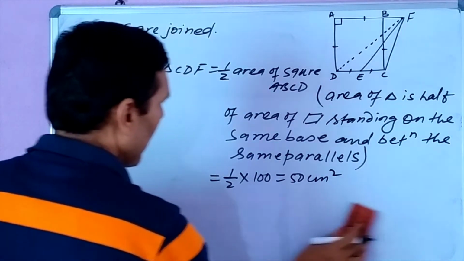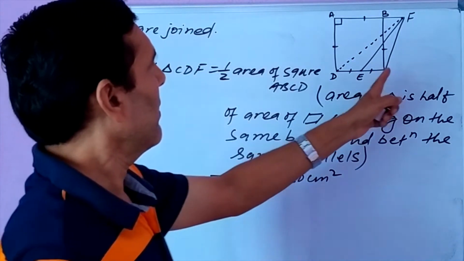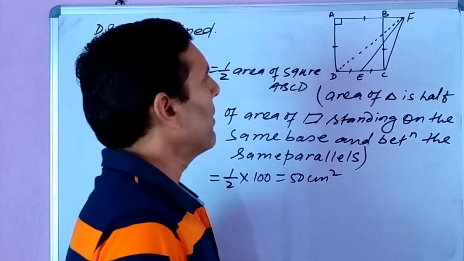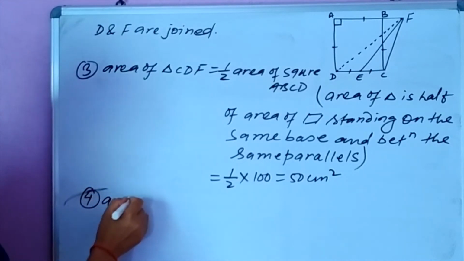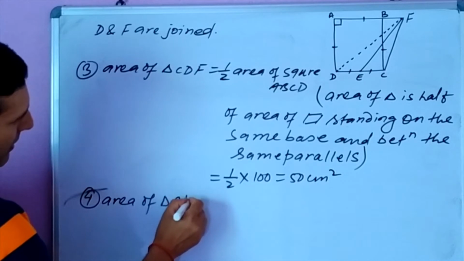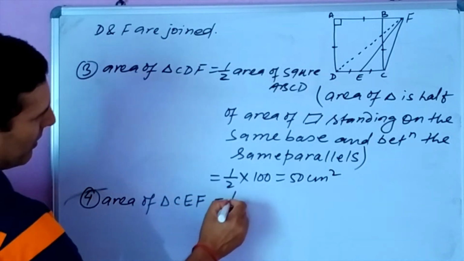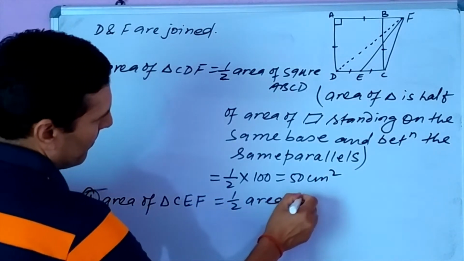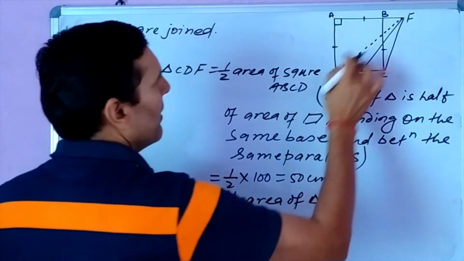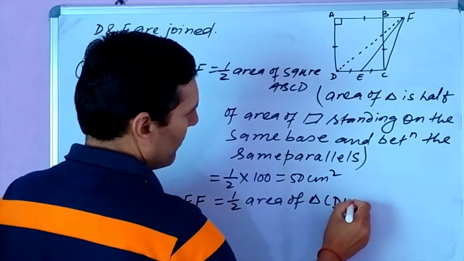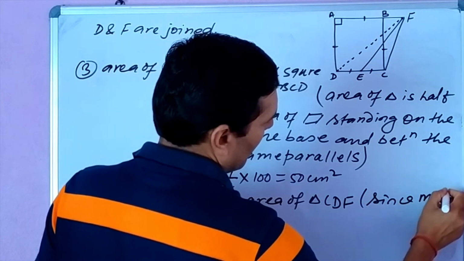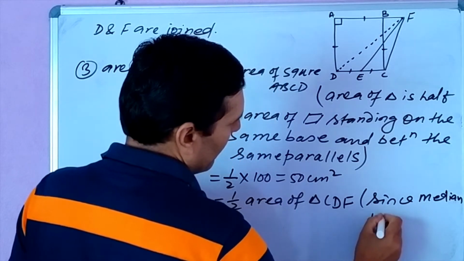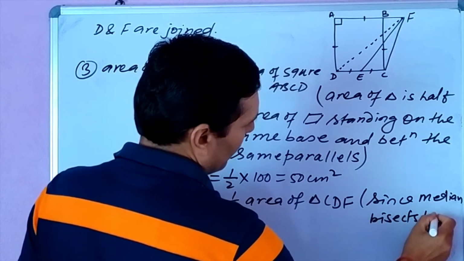But according to question, we have to find the area of triangle CEF. So how do we find the area of triangle CEF? Number 4, area of triangle CEF is equal to 1 by 2 area of triangle CDF. Reason, since median bisects the triangle.